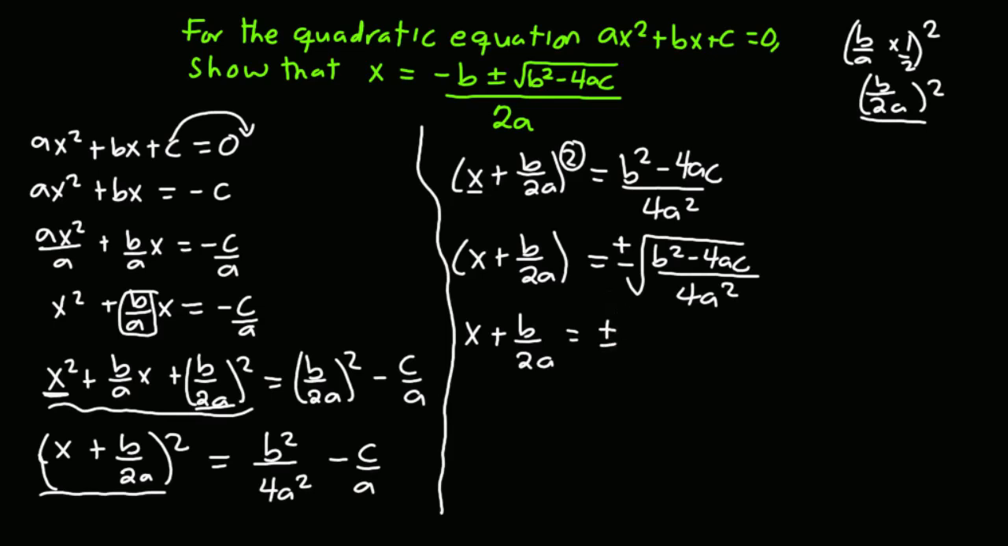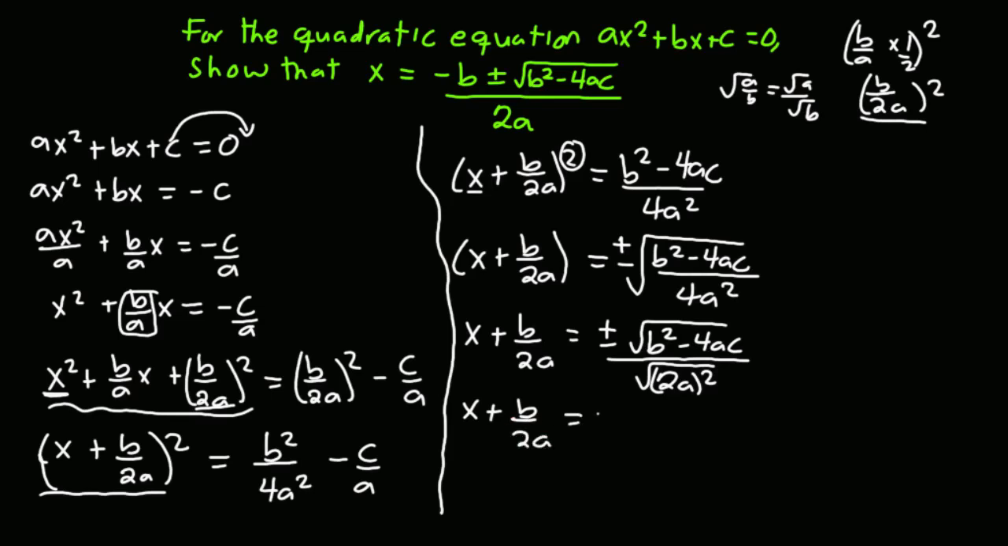Generally if we have the square root of a on b, this is the same as the square root of a all on the square root of b. So this is the same as the square root of b² − 4ac, all divided by the square root of 4a², which can also be written as (2a)². So now we have x + b/2a, and this will give us plus or minus the square root of b² − 4ac, all divided by the square root of (2a)², the square cancels the square root and we are left with 2a.